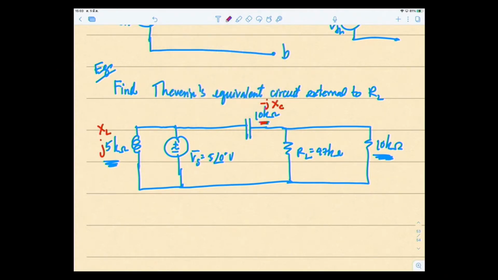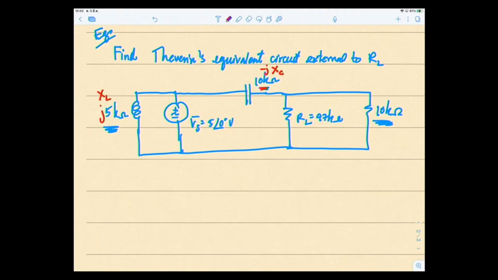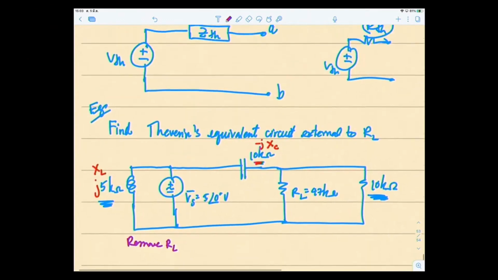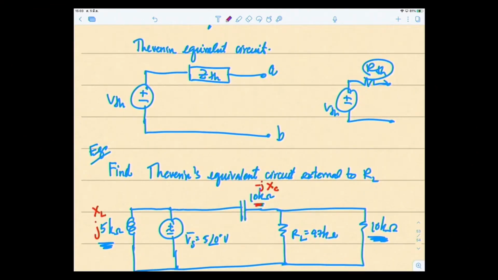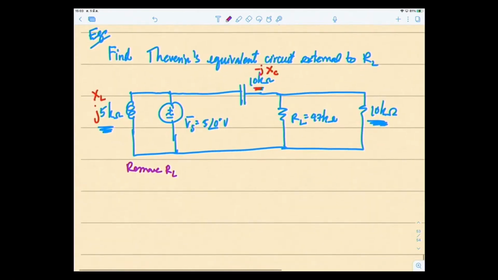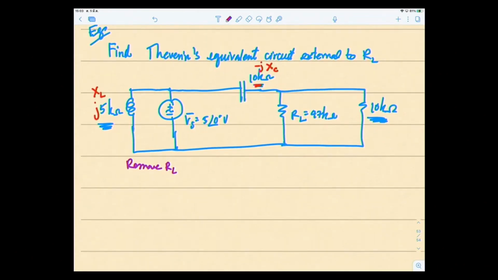Because if we do this in class and ask you to find ZTH, you will all be wrong if you just take 10K, 5K, and 10K. You can't do that. First thing is you have to remove RL so that we have an open circuit voltage. Remember, VTH is the open circuit voltage at the terminal you want to look into, and ZTH is simply the total impedance looking into that terminal. In this case, we want anything external to RL, so we remove RL first to get the open circuit.